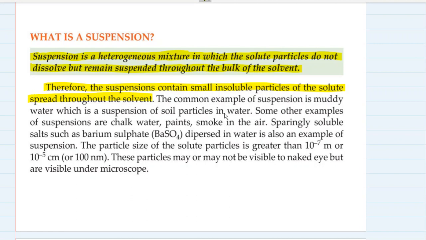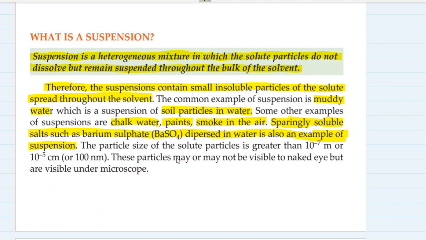The common example of suspension is muddy water, which is a suspension of soil particles in water. Have you seen muddy water? How does it look? Completely unclear, where you can see the particles suspended in water. Some other examples are chalk water, paints, smoke in air. These are all suspensions. Sparingly soluble salts. What do you mean by sparingly? Sparingly means hardly. The salts which are hardly soluble in water, such as barium sulfate dispersed in water, is also an example of a suspension. Remember all these examples of suspensions and note them down.